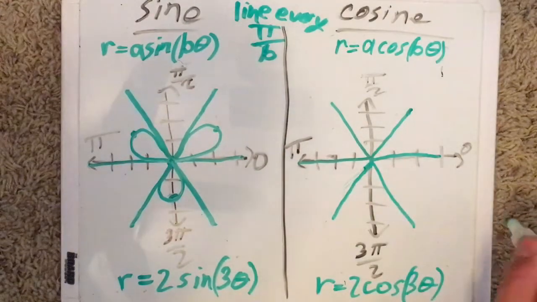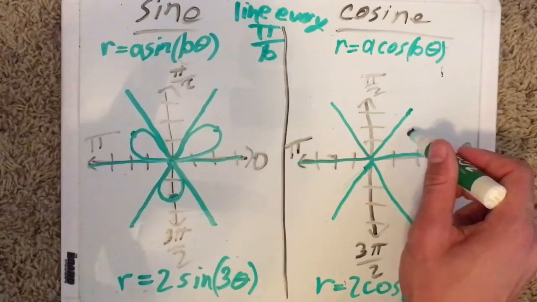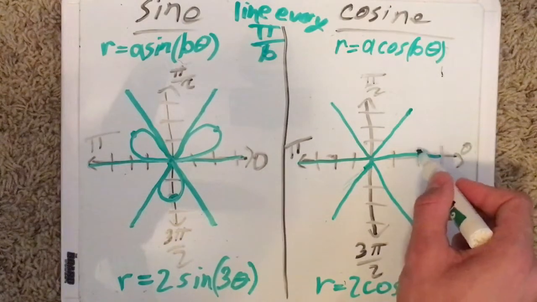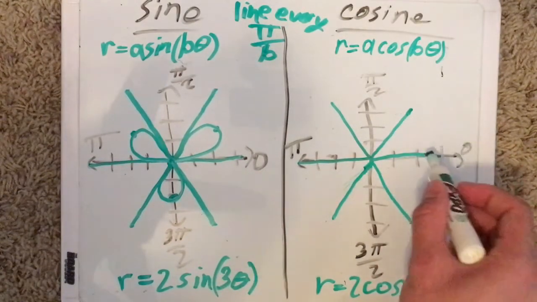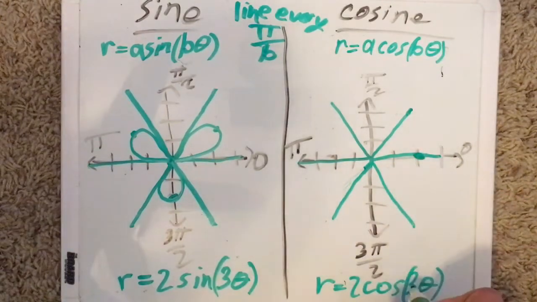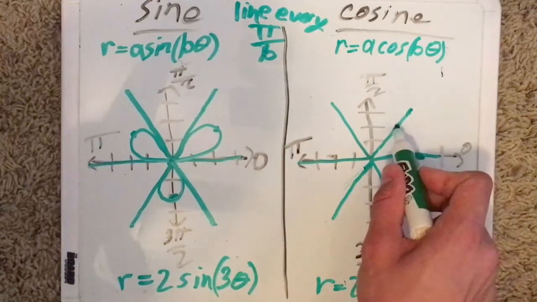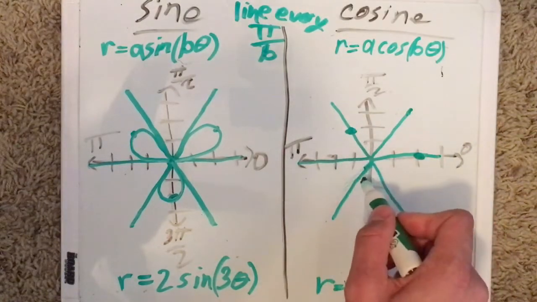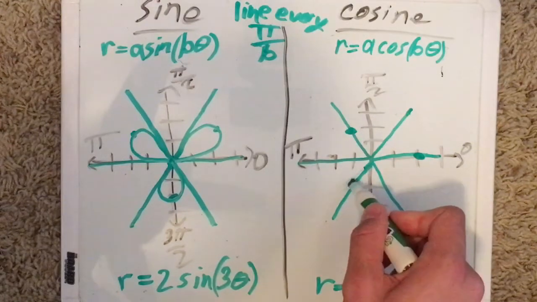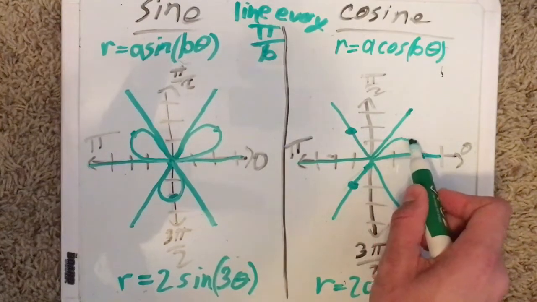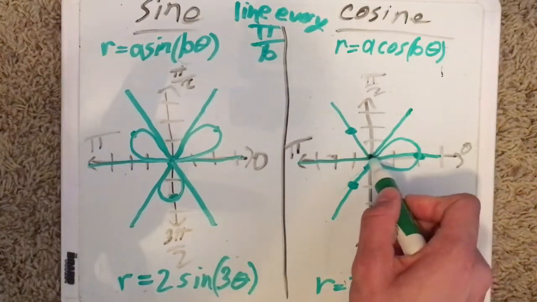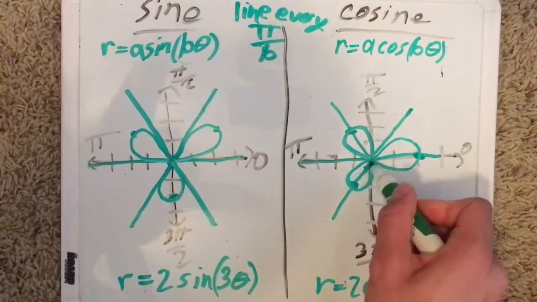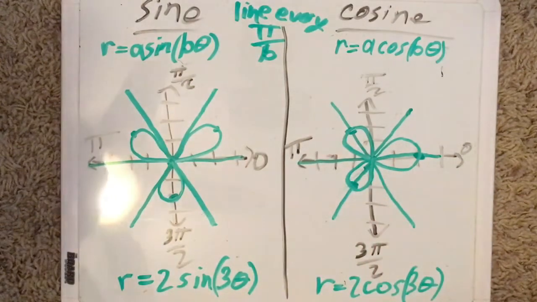Now with cosine, instead of going in between, we're going to do the same thing but on the line, starting at 0 and going in the counterclockwise direction. So we're going to draw 1, 2 out there. Since b is odd, we're going to skip one line, do the next one, 2 out there, skip one, next one, 2 out there. And we're going to draw a rose petal in each. And that's how you do it.